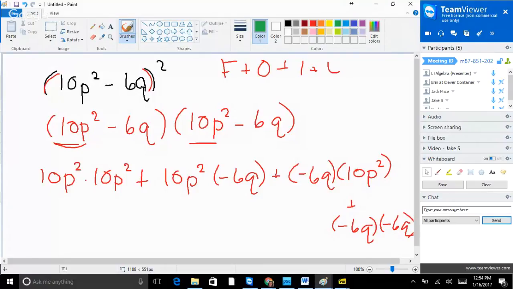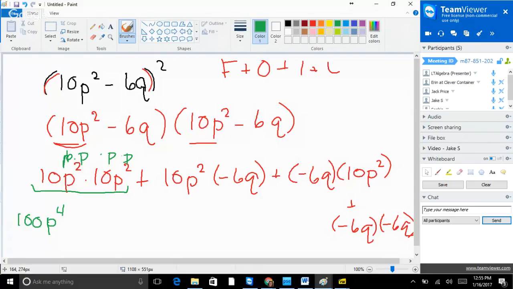Okay, so now I've got to do some simplifying. 10p squared times 10p squared. So 10 times 10 is 100. And p squared times p squared, and I can't remember if we did all our rules yet, but that's actually p to the 4th power. If you think about it, it's just p times p times p times p. So there's 4 p's. That's a terrible p. Sorry about that.